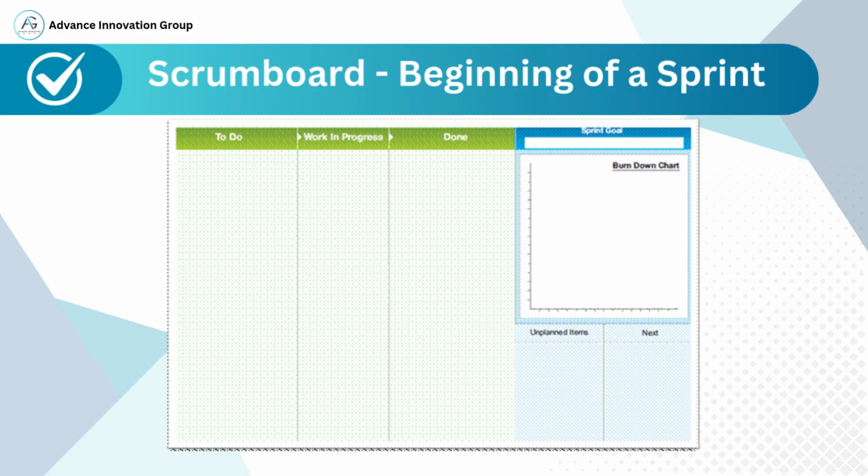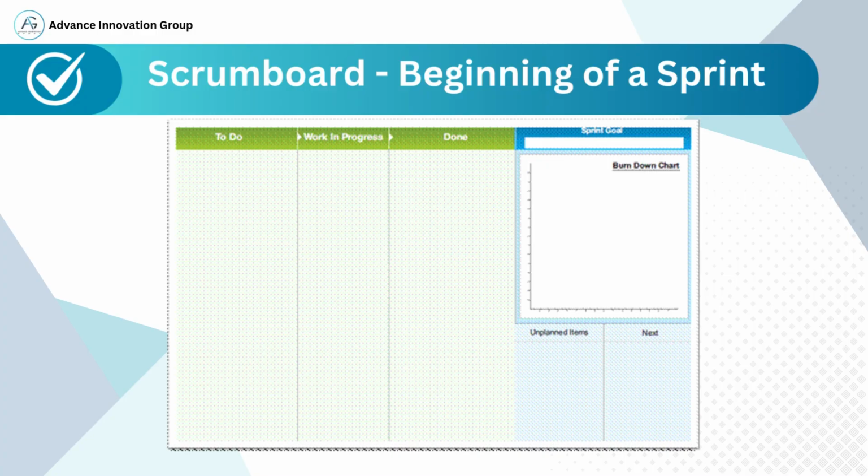This slide illustrates the Scrum board as it appears at the beginning of a sprint. At this stage, the sprint backlog has just been created, and most of the work is yet to begin. The Scrum board is typically divided into three primary columns.